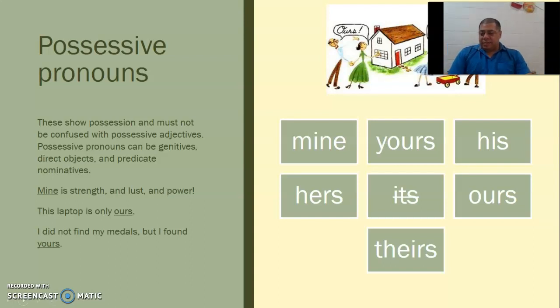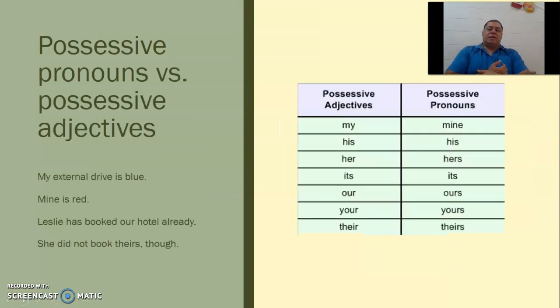Let's talk about this difference between a possessive pronoun and a possessive adjective. Now, look at the possessive pronouns. Look at the possessive adjectives. My, mine, his, her, hers, its, nothing, our, ours, your, yours, their, theirs.